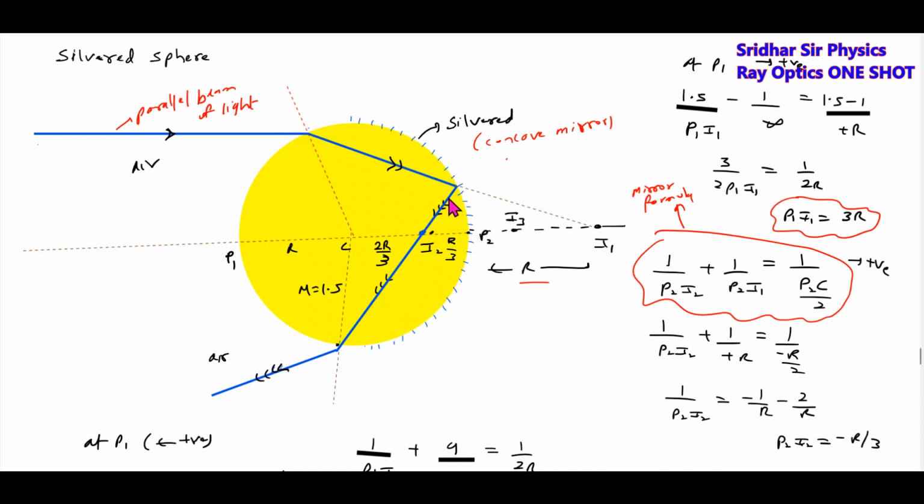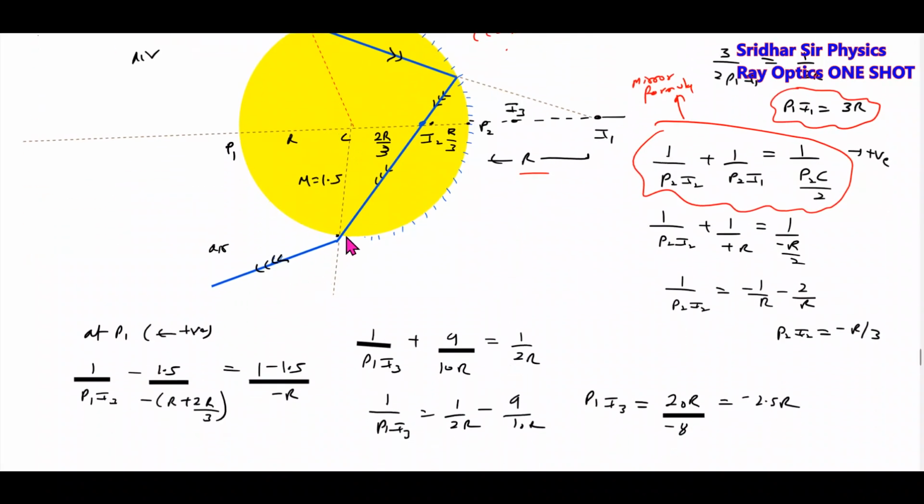So after reflection, the rays will pass through this point and will again undergo refraction, again refraction at P1. Now in what direction are the rays moving? Towards left. This will be the incident ray, this will be the refracted ray. The refracted ray is present in the medium with 1 by P1I3, plus this will be the incident ray, present in the denser medium 1.5. Then what is the object? Object is here, R plus R by 2. Solving this, I'll get P1I3 equal to minus 2.5R. So the final image will be here, which will be virtual.